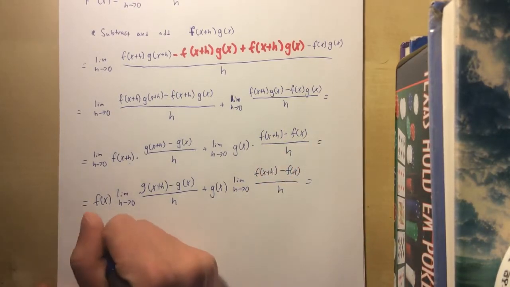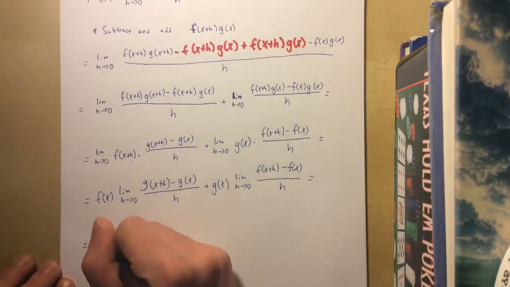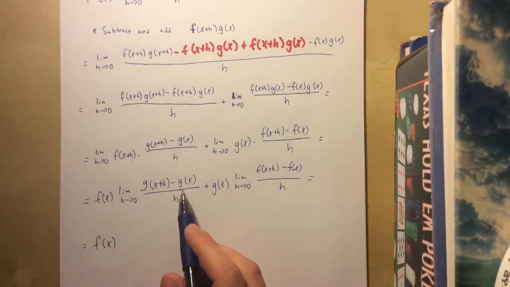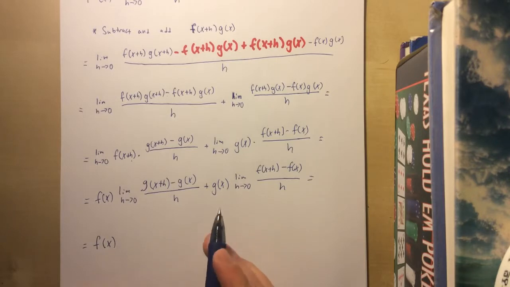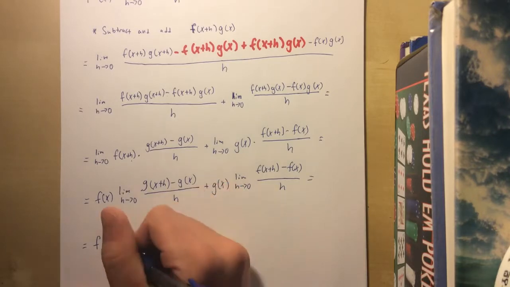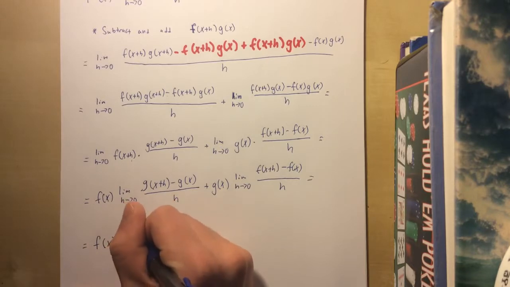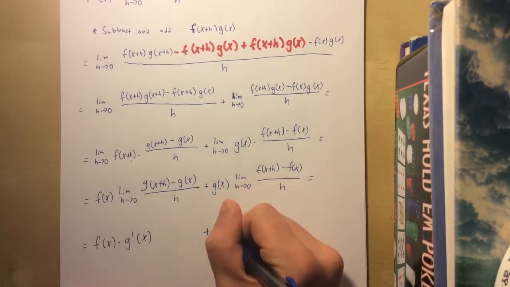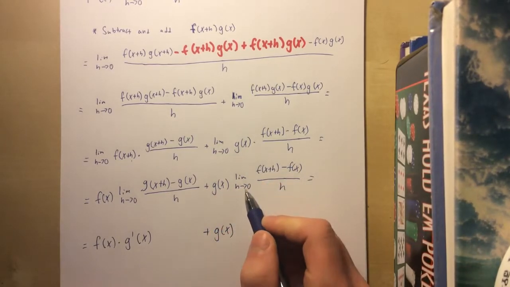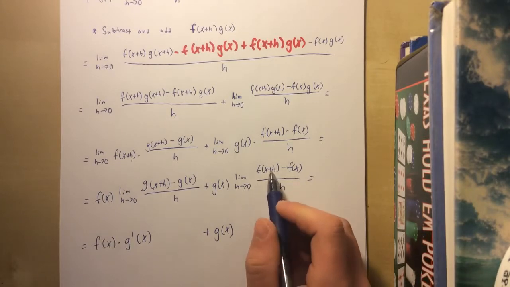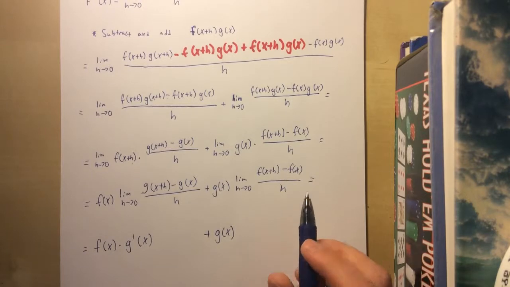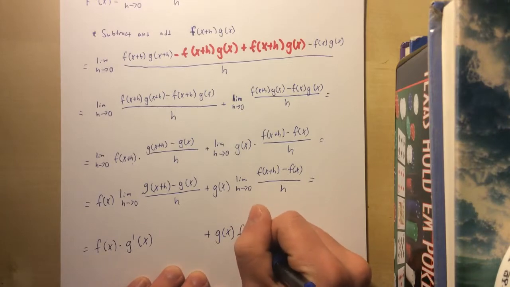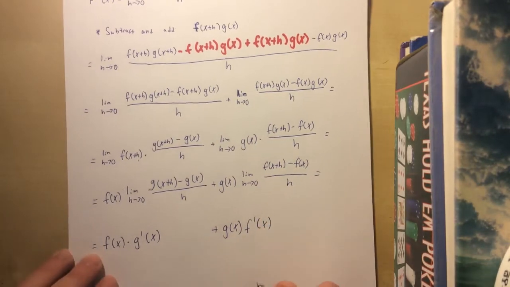And notice, so we have that f of x, and notice that this term, the limit as h approaches 0 of g of x plus h minus g of x over h, is simply the definition of the derivative of g of x. So that's just g prime of x. And then we have this g of x, and once again notice that the limit as h approaches 0 of f of x plus h minus f of x over h is the definition of the derivative of f of x. So that's f prime of x.